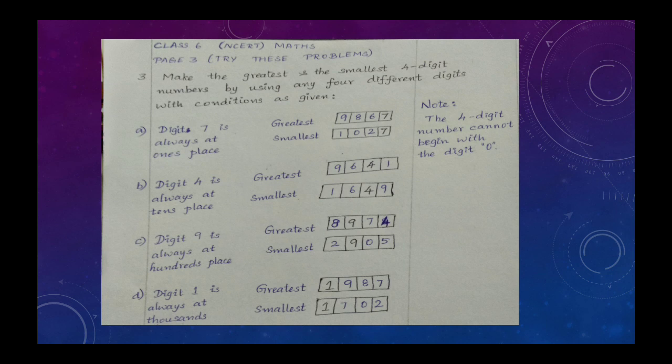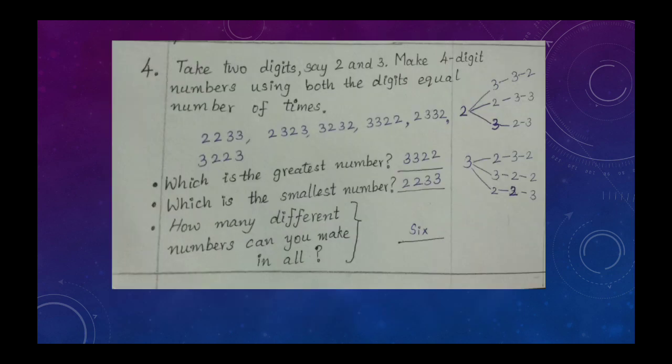Okay. A 4-digit number cannot begin with the digit 0. Why? If you start with 0, then the number will become a 3-digit number only. Take any 2 digits, say 2 and 3. Make 4-digit numbers. See, we are given only 2 digits, but we have to make 4-digit numbers using both the digits an equal number of times. So only 2 digits are given. They should be used to make 4-digit numbers.